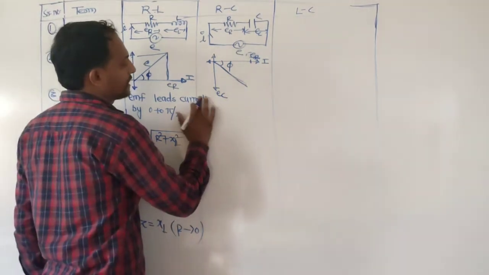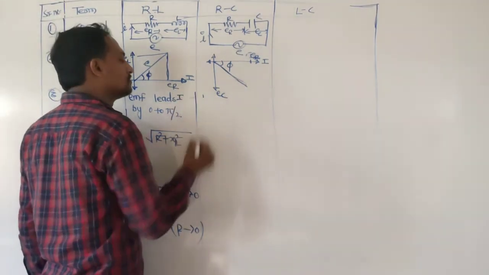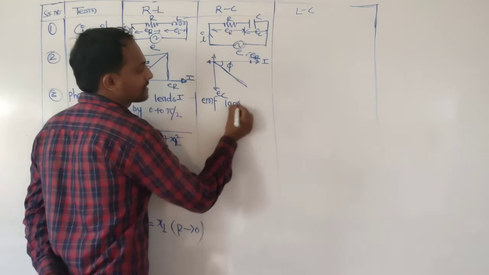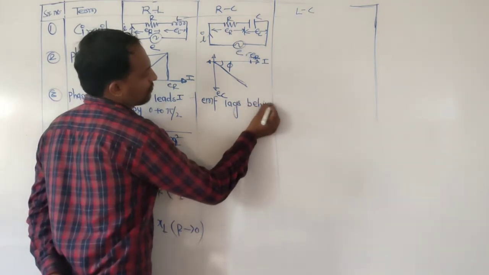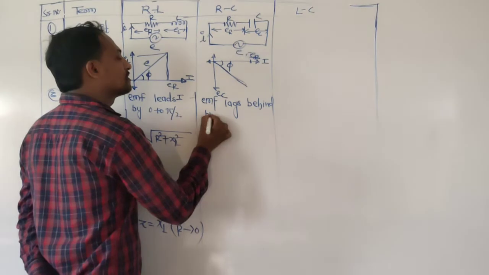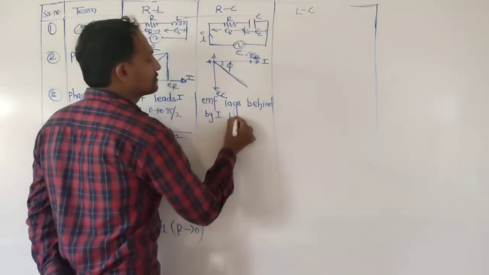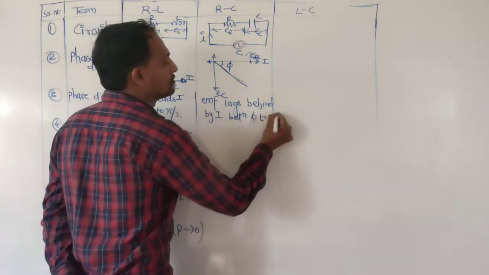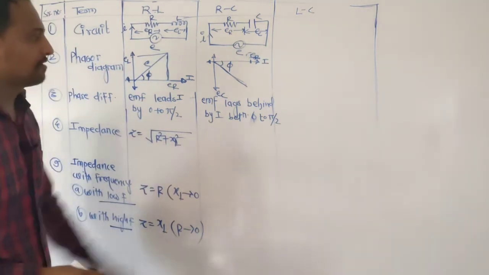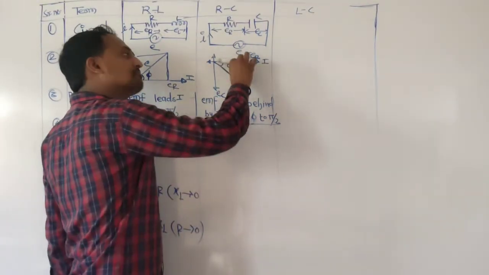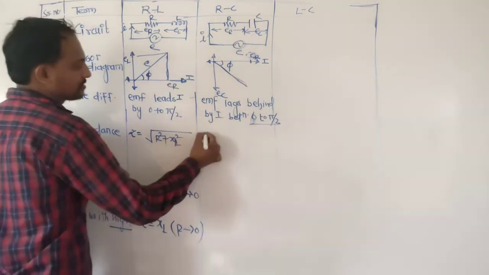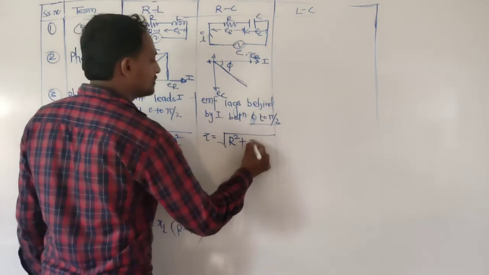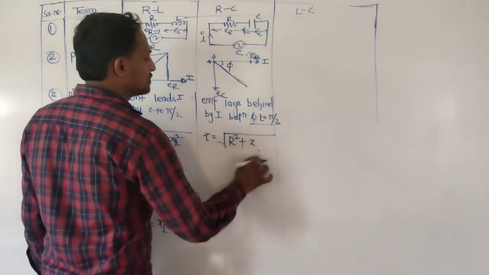So how do we write this? Here EMF lags behind current by between 0 to pi by 2, meaning this quantity is not fixed. That's why we say 0 to pi by 2, because this varies between these components. The impedance for this is equal to under root of R square plus XC square.